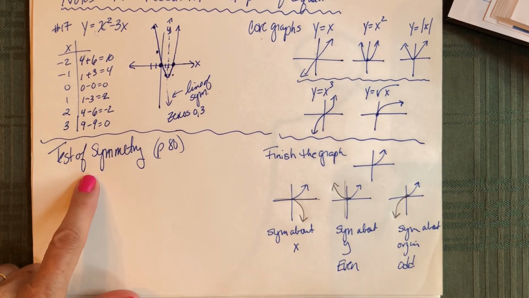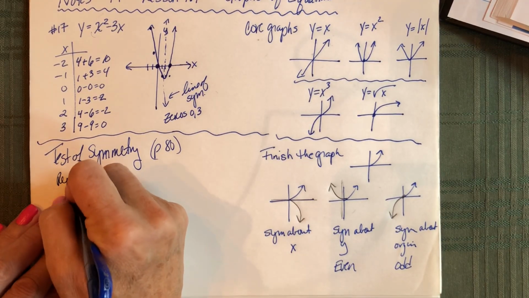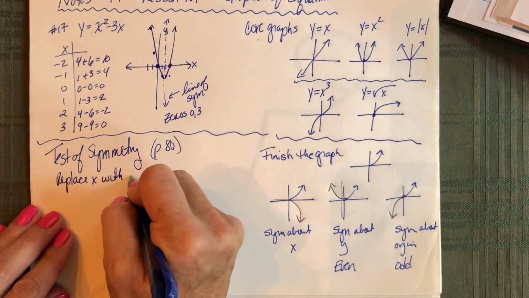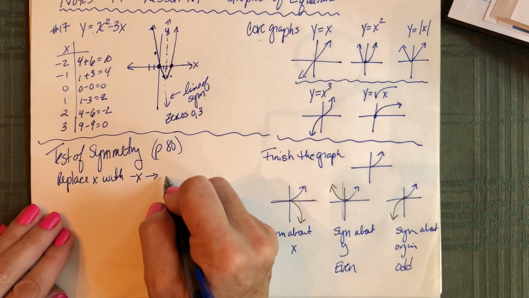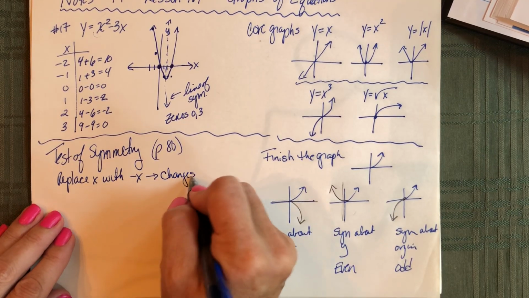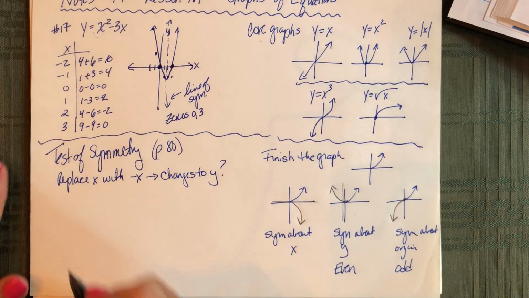So, test for symmetry. All right, what you're going to do is replace x with the opposite of x, okay? And you're going to look at the changes that happen. What happens to y? So, changes to y. Okay, that's what you're going to think about. Hey, what's going to happen? Let me give you an example.